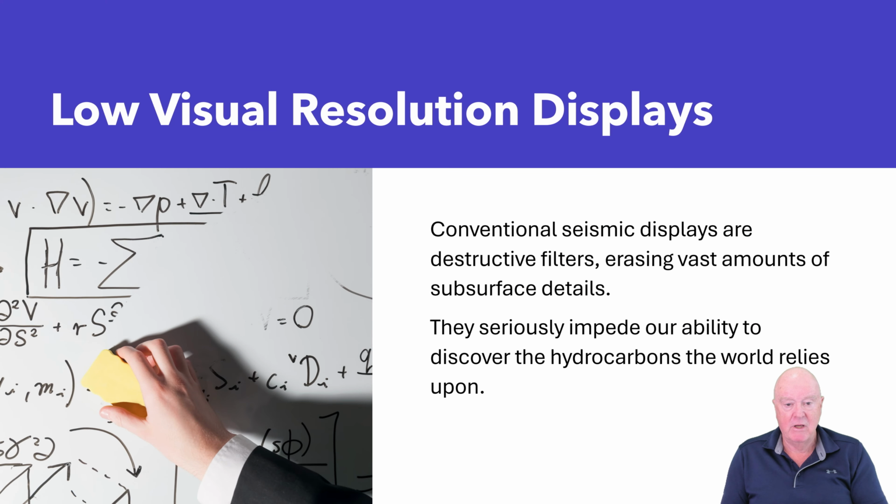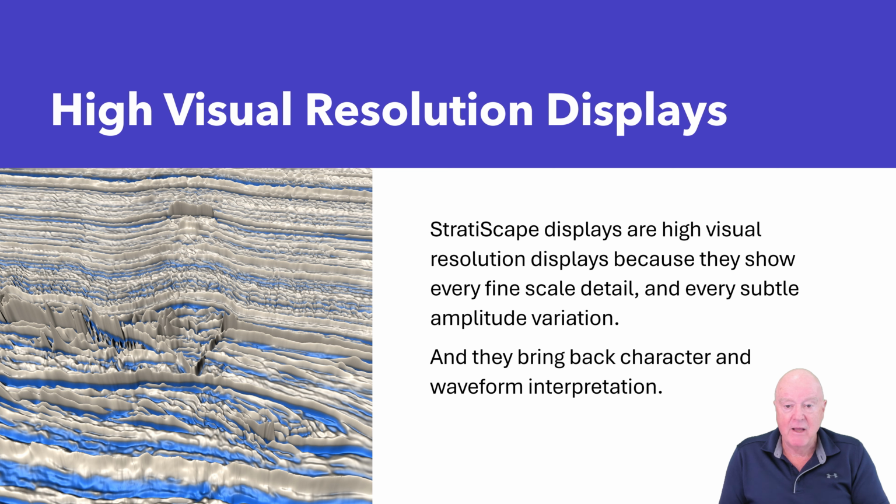Despite their familiarity, each of the three conventional seismic displays filters away a different subset of subsurface details. That is why I call them low visual resolution, or LVR, displays. StratiScape displays, by contrast, are high visual resolution displays. They are the theoretically correct way to look at seismic data. They show every fine scale detail, every subtle amplitude variation, and they bring back character and waveform interpretation.